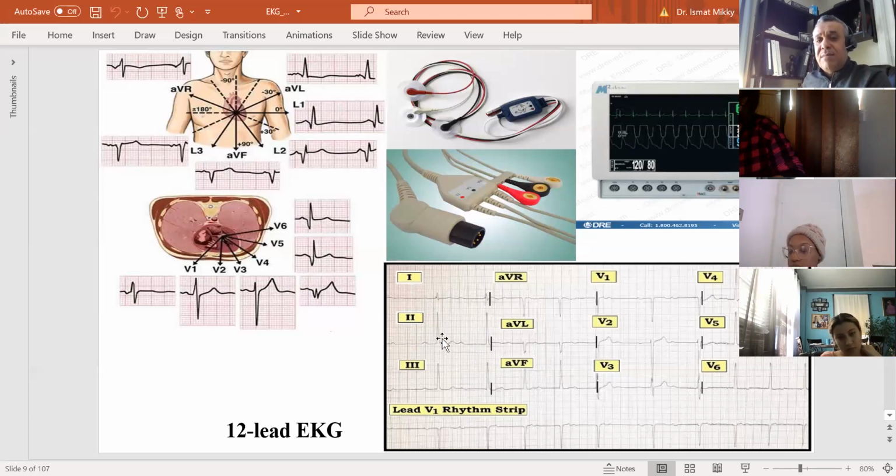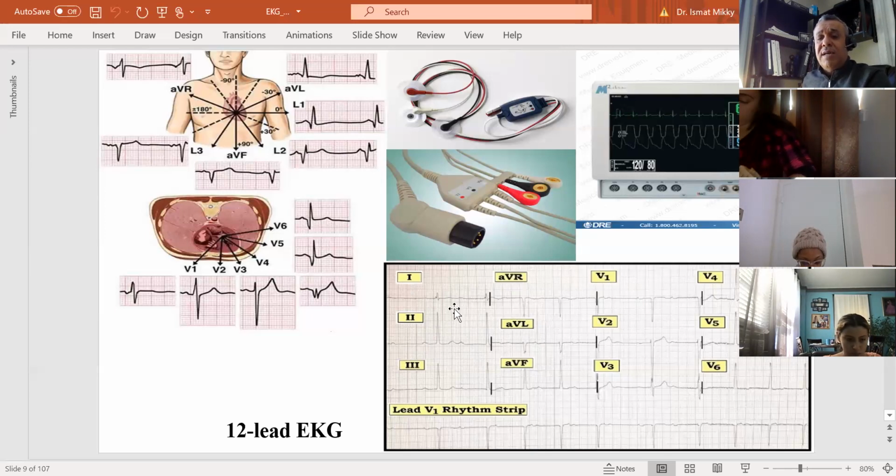Other hospitals use something called MCL1, modified chest lead 1, or modified chest lead 2. It depends, but most cardiovascular textbooks adopt lead 2, and even hospitals adopt lead 2.